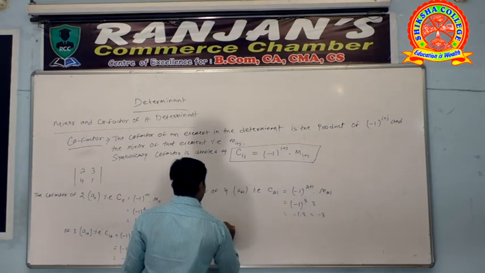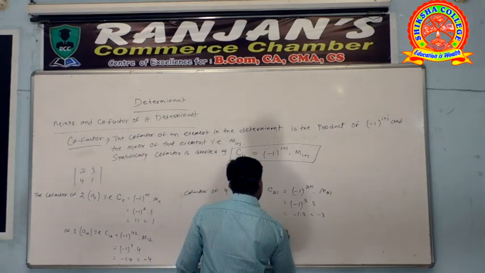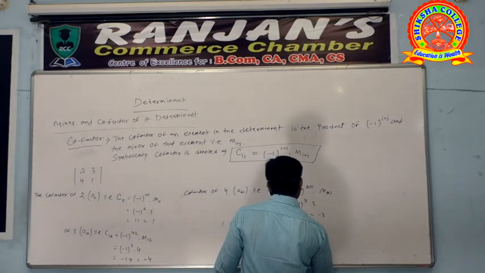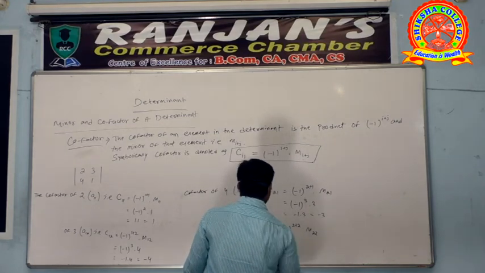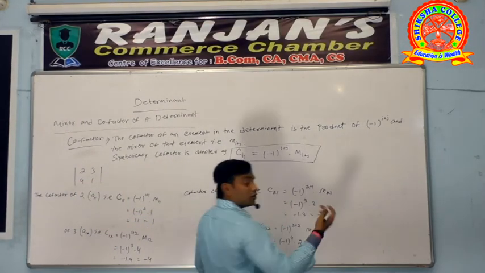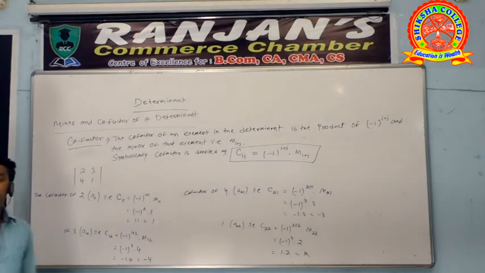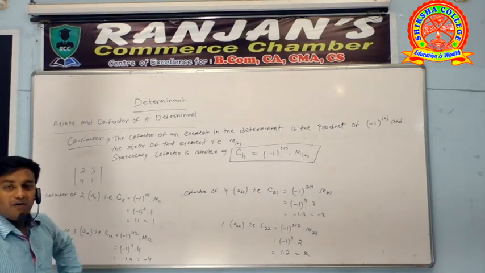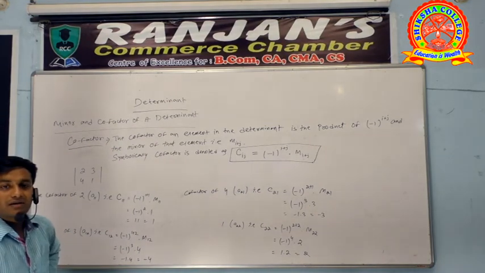Now the cofactor of 1, that is A22, that is C22, is equal to minus 1 to the power 2 plus 2 into M22, which is equal to minus 1 to the power 4 into the minor of 1, which is simply 2. So minus 1 four times means plus 1 into 2 is equal to plus 2. Okay, clear students? So here we calculated the cofactor of a second order determinant.